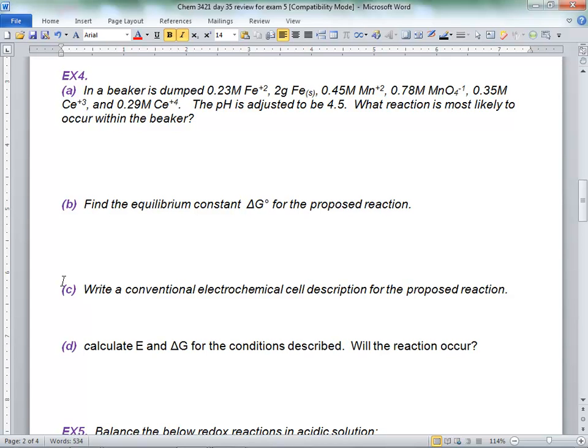See if you can find them. It should be 3 different half reactions, right? Find all 3 of those half reactions.